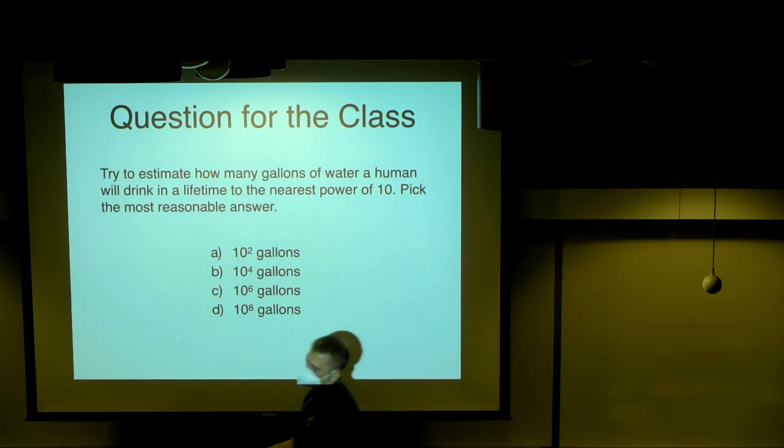And here's what you'll need to do, right? Just make some reasonable guesses about how much water a person drinks in a day. You could probably estimate that a little bit better than in a lifetime. And how long does a person live? If you know those two things, you know the answer to this question. And again, it's going to vary depending on the person, but there's only one answer in this set of choices that makes any sense at all, okay? So try it out, see what you get.